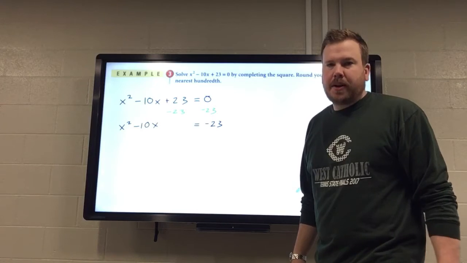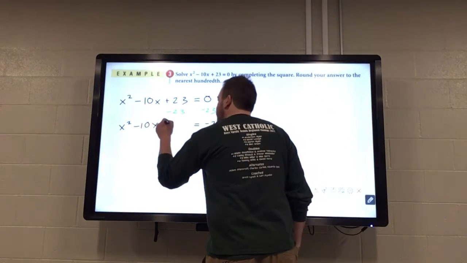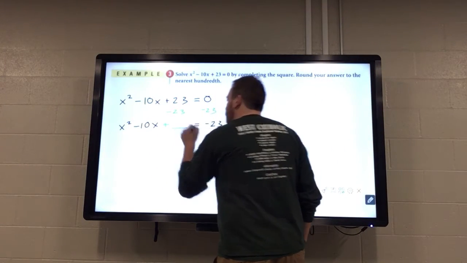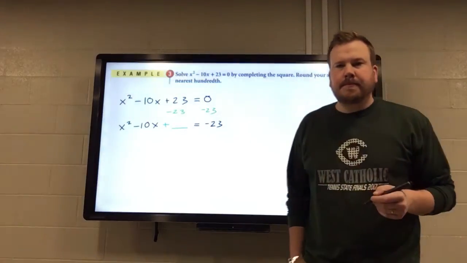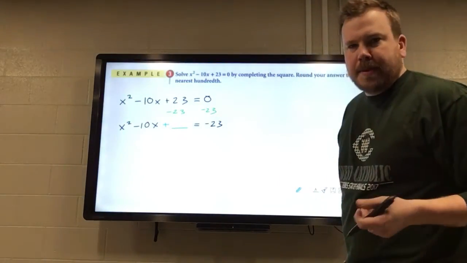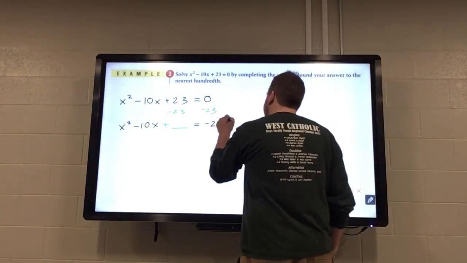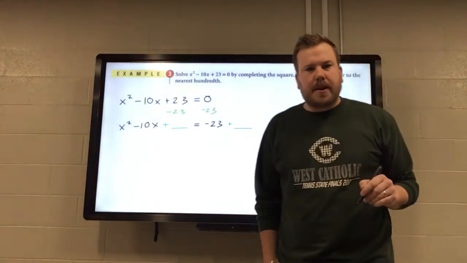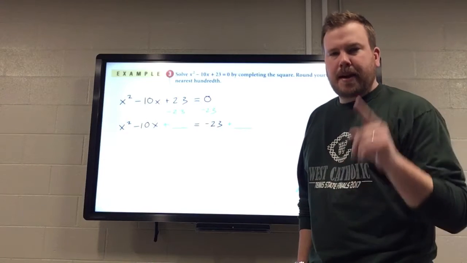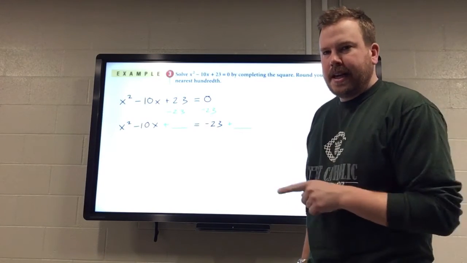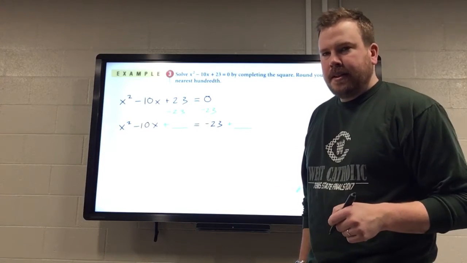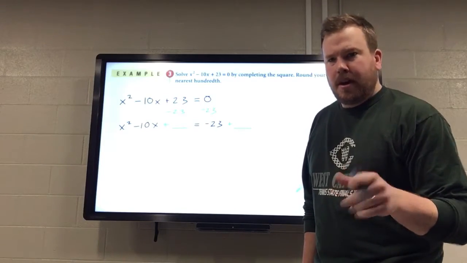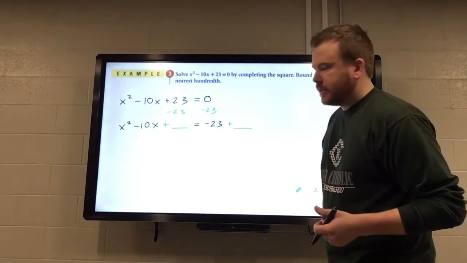So, x squared minus 10x. To complete the square, I'm going to add some mystery blue number. And of course, if I add that mystery blue number to the left side, I better add that mystery blue number to the right side. Let's go ahead and figure out what that number should be. I recommend you pause the video right now and try it on your own and see if you got it right. Pause. All right, I'm going to do it though, because you can just pause yours.